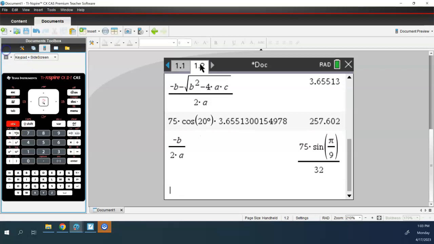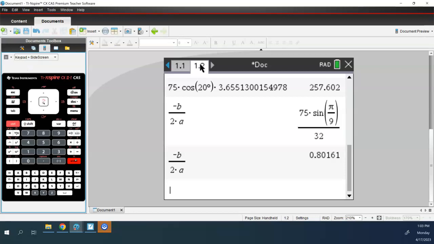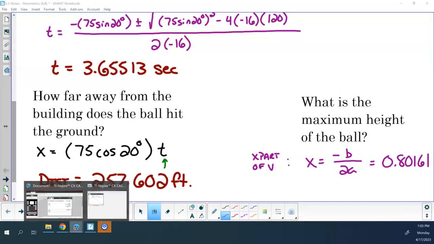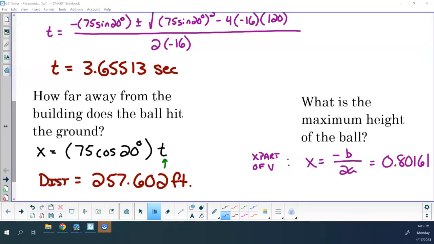Oops, I should have done it that way. And I get 0.801. And that is the time that it takes to get to the maximum height. So this would be 0.80161, if memory serves me right. Yep, 0.80161. That number was right down there. So that's my time frame to get to the maximum height.